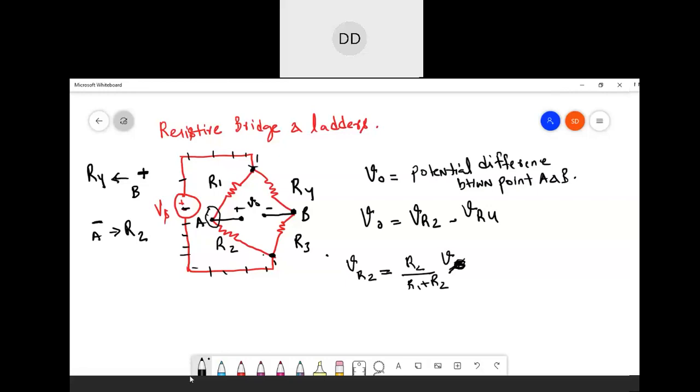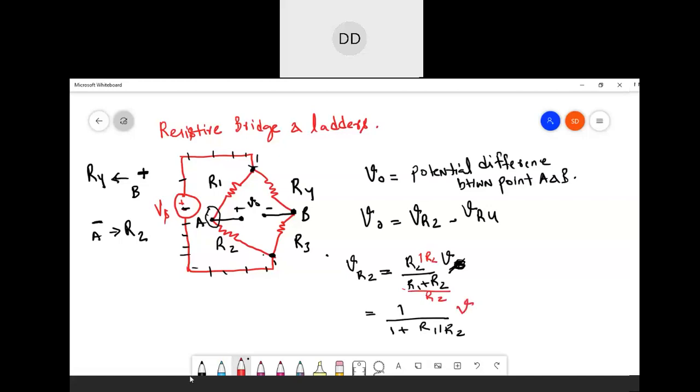If I divide this by R2, the numerator becomes 1, and I can write this as 1 by 1 plus R1 by R2. Nothing else I have done; I divided the numerator and denominator by R2. So R2 by R2 is 1, and this is 1 by 1 plus R1 by R2 into Vs.